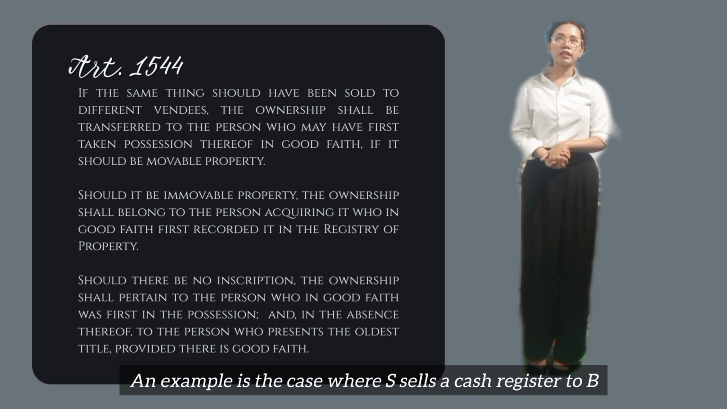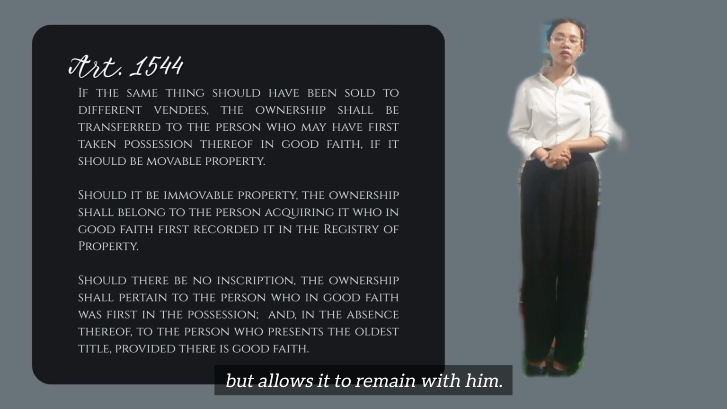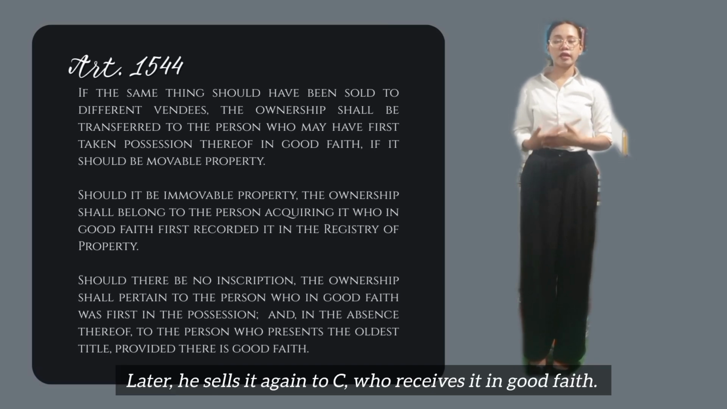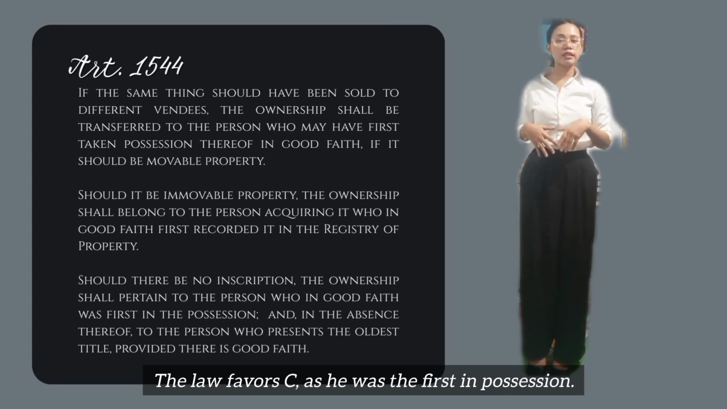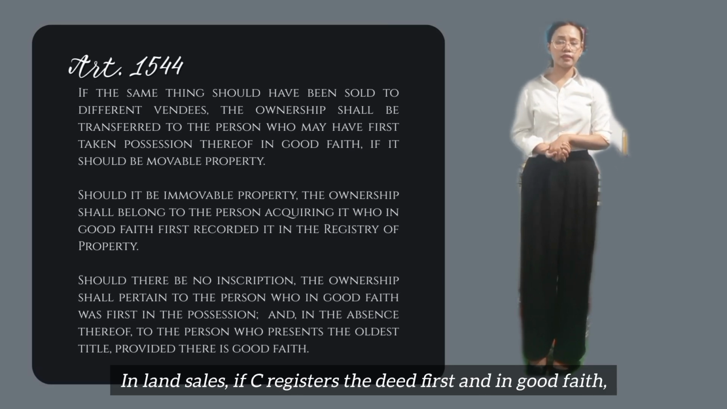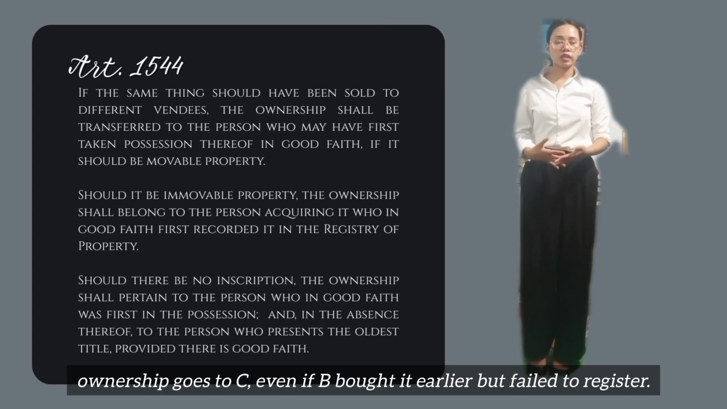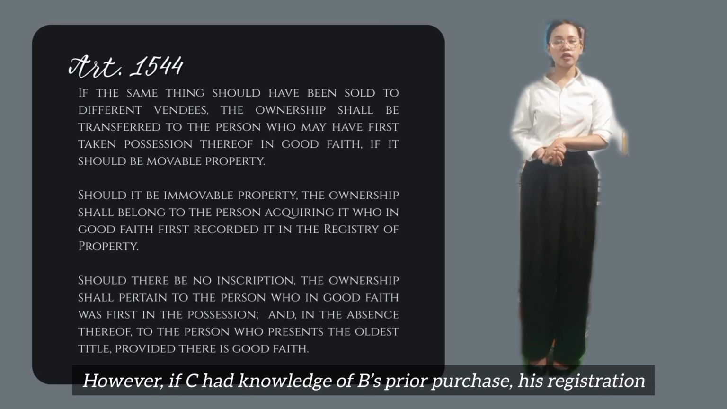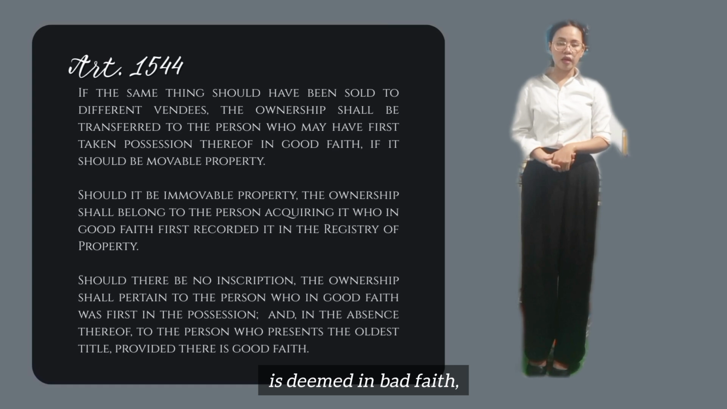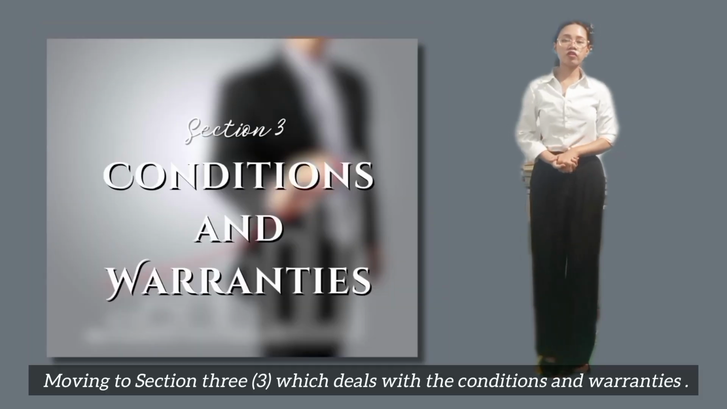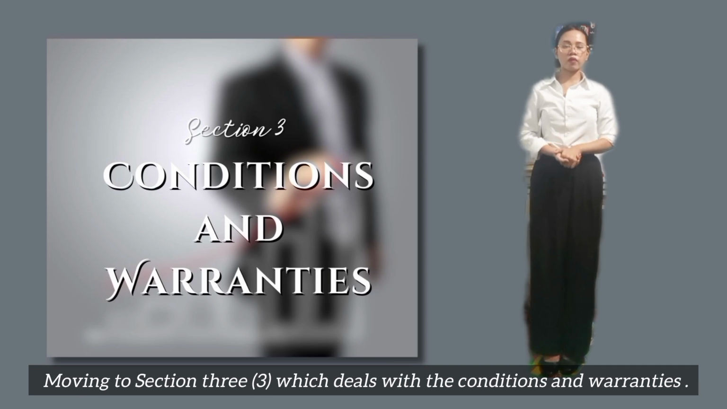An example is the case where S sells a cash register to B but allows it to remain with him. Later, he sells it again to C, who receives it in good faith. The law favors C as he was the first in possession. In land sales, if C registers the deed first and in good faith, ownership goes to C even if B bought it earlier but failed to register. However, if C had knowledge of B's prior purchase, his registration is deemed in bad faith, and B retains the superior right. Moving on to section 3, which deals with the conditions and warranties.